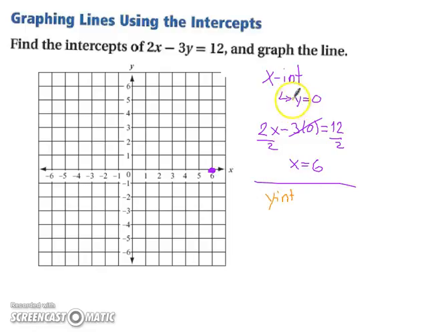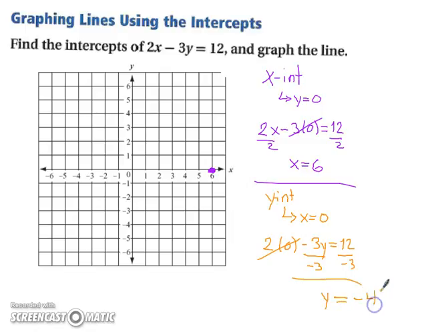So if for our x-intercept we made y equal to 0, our y-intercept is going to be when x equals 0, because it's on the y-axis, so there's not going to be a value for x. Alright, so we have 2 times 0 minus 3y equals 12. 2 times 0 is 0, so it's gone. And we're just going to divide both sides by negative 3, which leaves us with the fact that y equals negative 4. So y is negative 4.